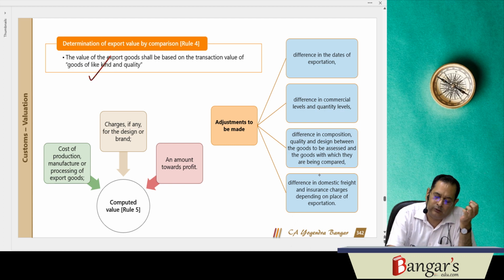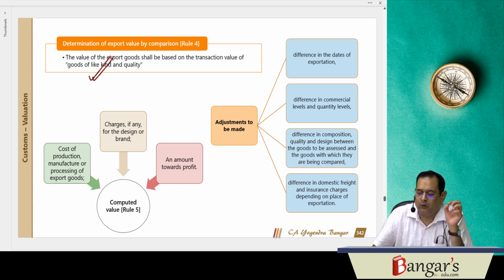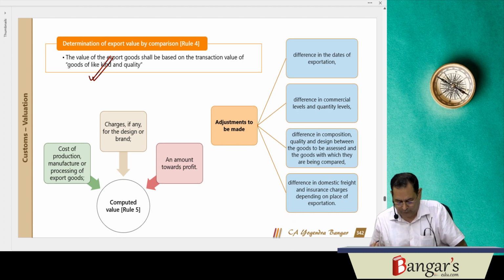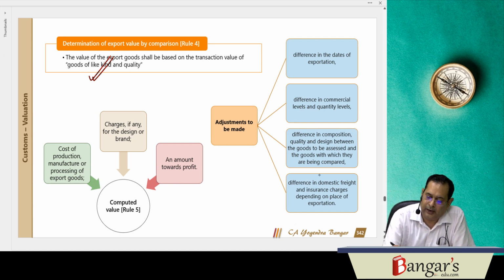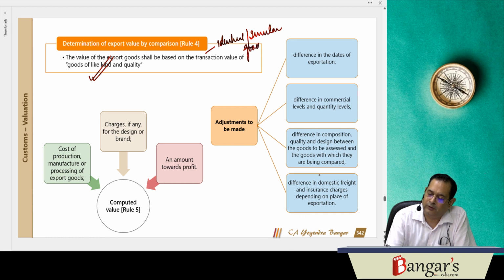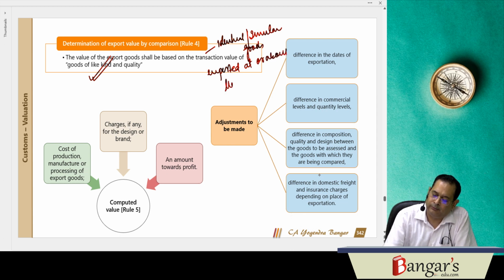Now Rule 4 is determination of value by comparison. The value of goods shall be based on transaction value of goods of like kind and quality. That is, the identical goods or similar goods which are exported at or about the same time.